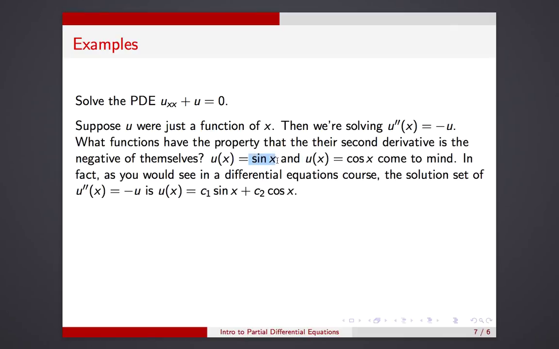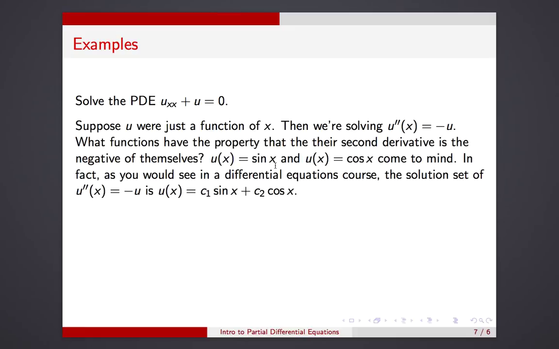You will remember that sine works, right? Because u prime, if u is sine, is cosine, and then cosine prime is negative sine. And the same thing works for cosine. If you prime cosine, you get negative sine, and then prime of negative sine is negative cosine. So sine and cosine have this property that if you prime them twice, you get basically the same function back, but you pick up a negative sign.